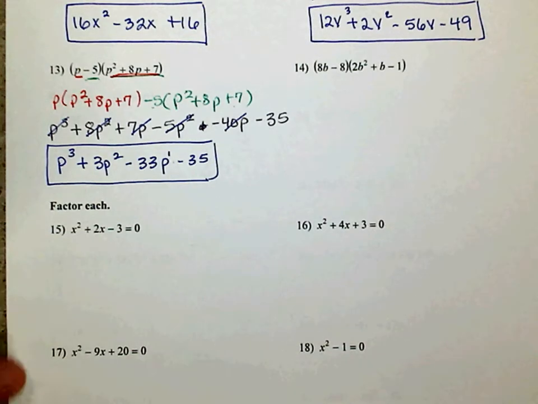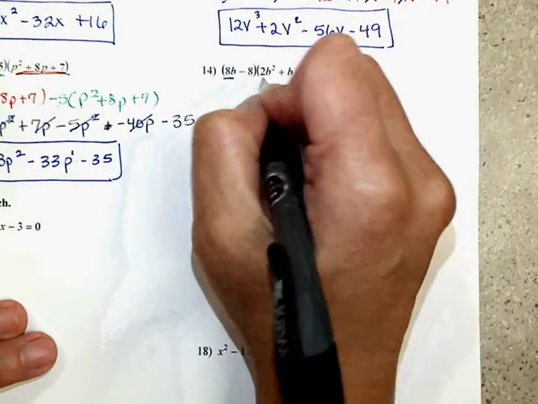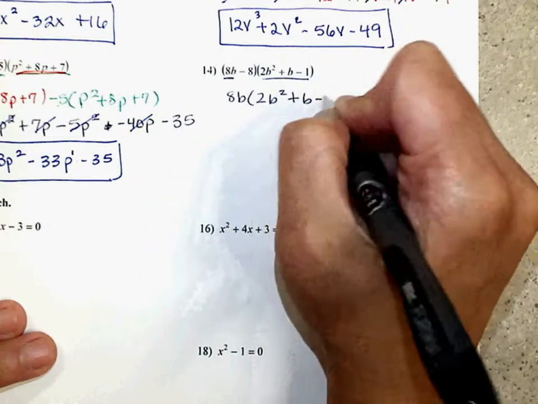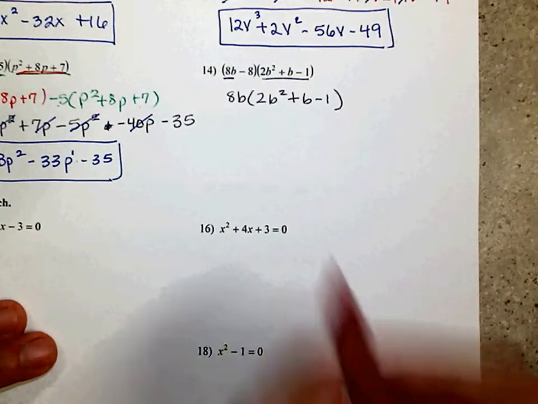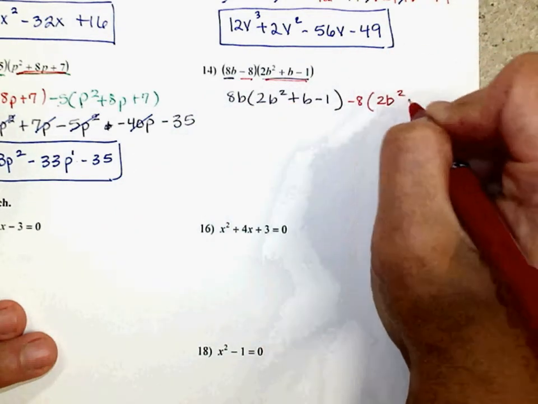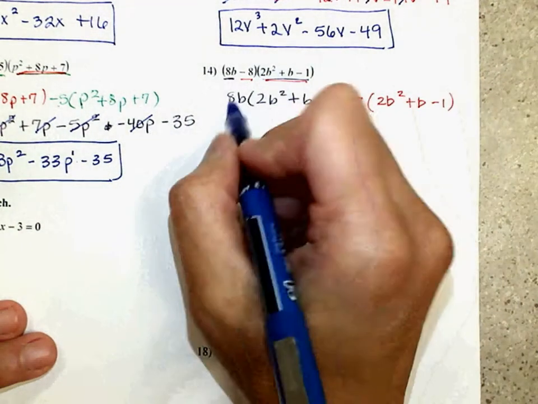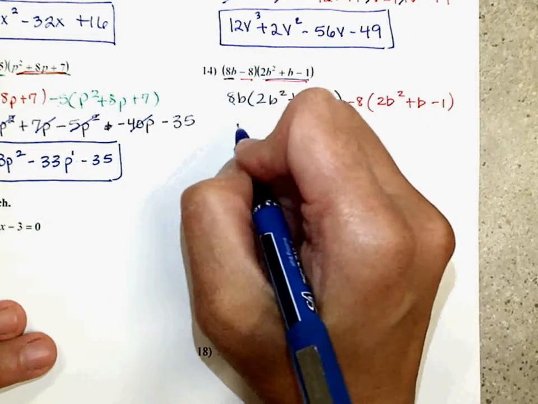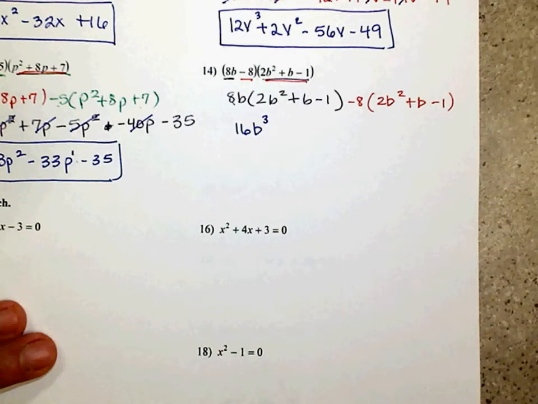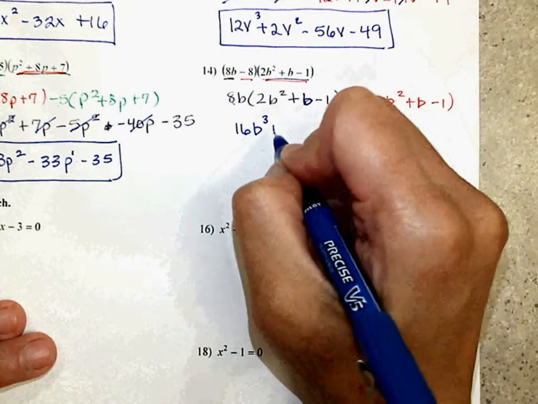Number 14. All right. You're going to take 8b times all of that. So 8b times 2b squared plus b minus 1. You're going to take negative 8 times all of this: 2b squared plus b minus 1. Okay. Distribute. 8b times 2b squared is 16b to the third. 8b times b is positive 8b squared.